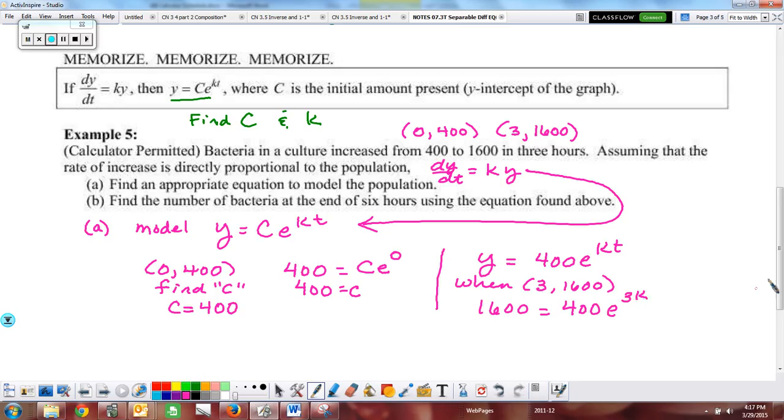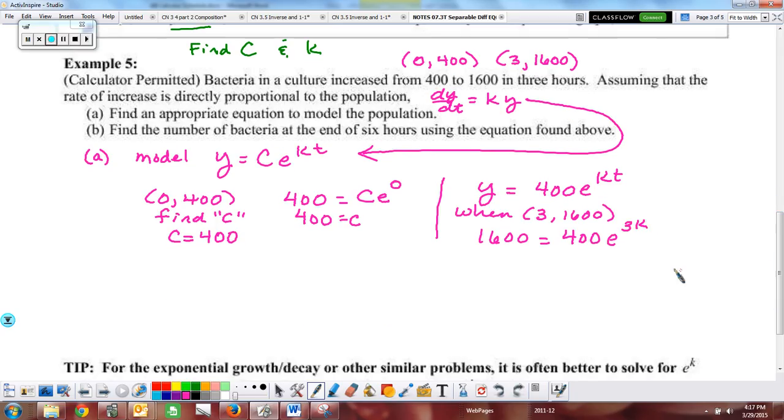And then you just have to use properties of logs. This is like pre-calculus. Divide by 400. 4 equals e to the 3k, take the log of both sides. Natural log of 4 equals 3k. Divide by 3. k equals 1/3 natural log of 4. Done. Of course, we haven't answered the question, an appropriate equation to model this.